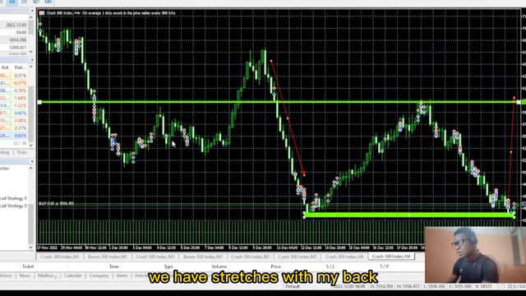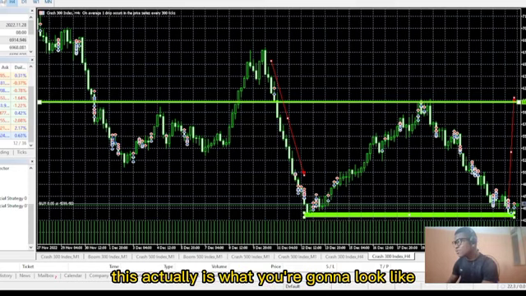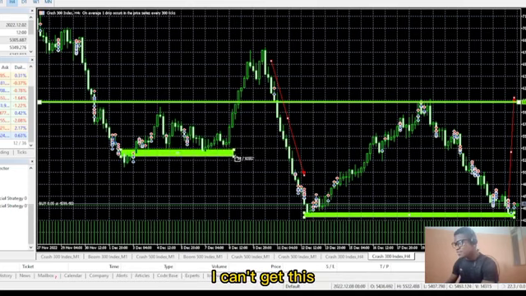Where are the structures we're talking about? There are structures around this particular point here. The market broke all of this. Let me show you, guys. This is what you're going to look at when you are doing analysis. If you are seeing this video at this point, you can get this. Look at this particular point, right? Look at this particular zone.